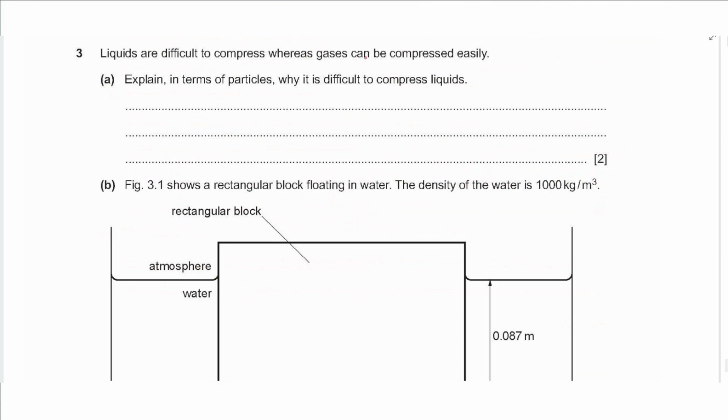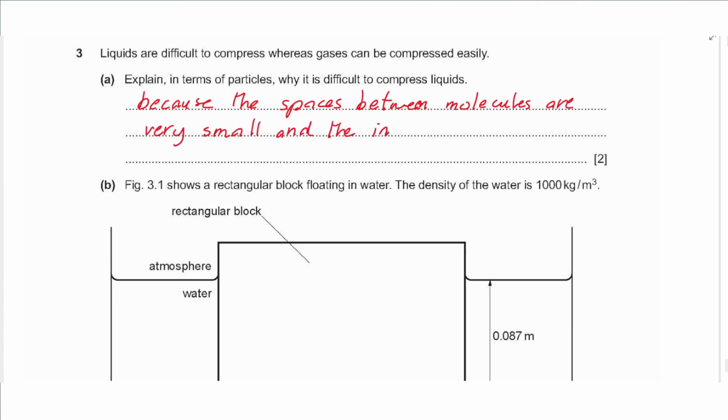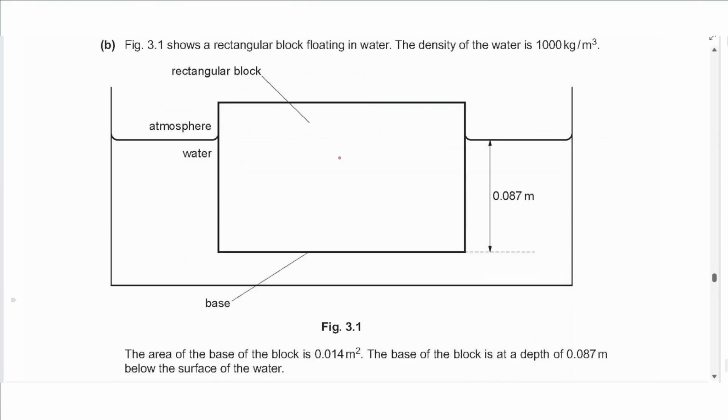Question 3 says liquids are difficult to compress whereas gases can be compressed easily. Explain in terms of particles why it is difficult to compress liquids. That is because the spaces between molecules are very small and the intermolecular forces are very strong in comparison to gases. Question B says figure 3.1 shows a rectangular block floating in water.